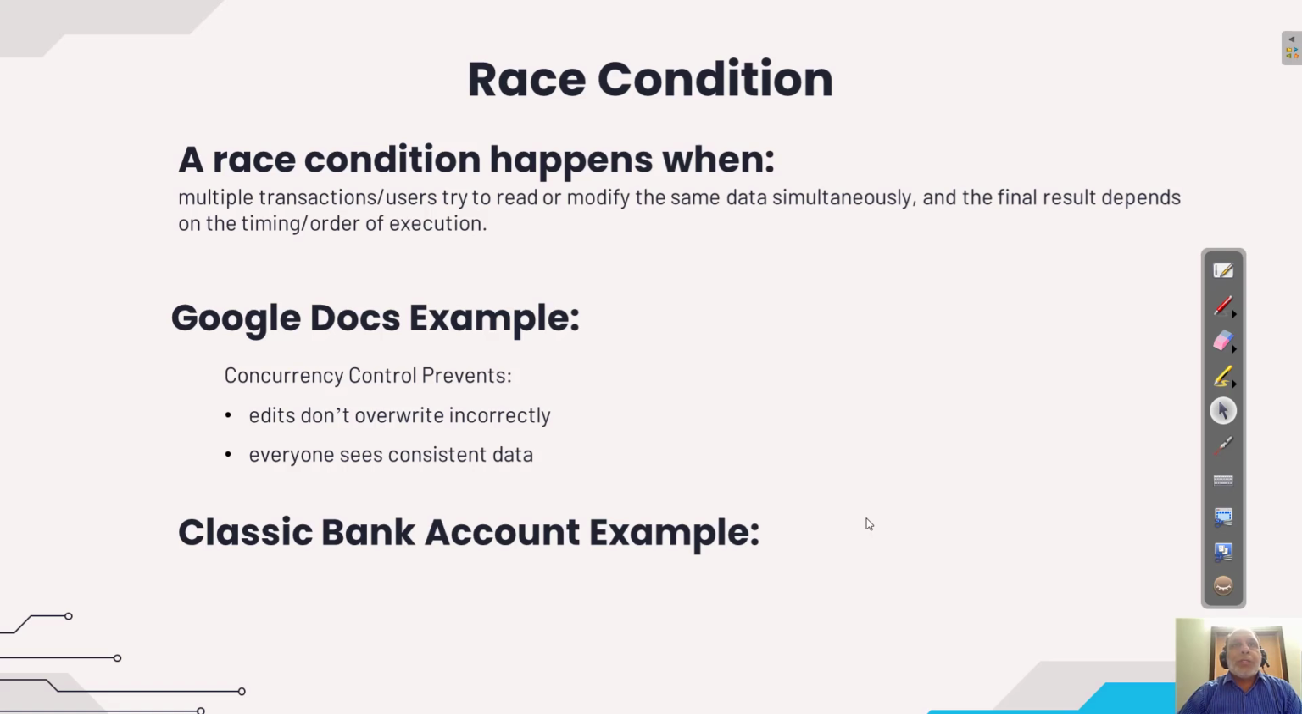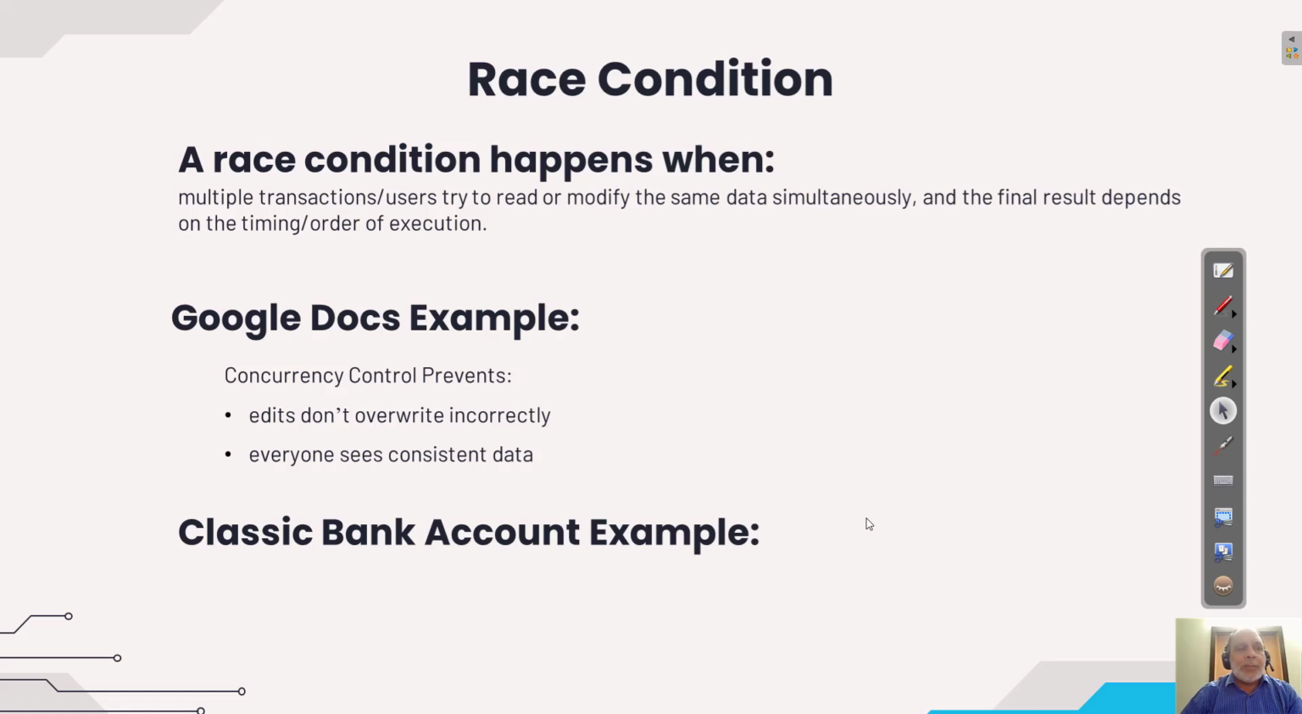Okay, the first topic is the race condition. So what is a race condition? A race condition happens when multiple transactions or users try to read or modify the same data simultaneously, and the final result depends upon the timing or order of the execution. So let's discuss it with examples.